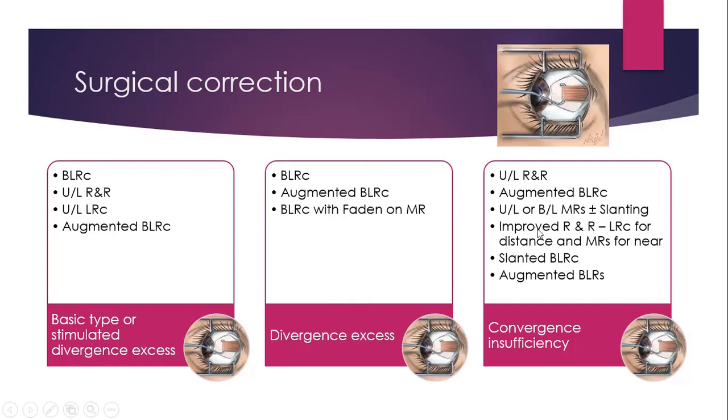A newer procedure which has been described in these cases is slanted recessions, where bilateral lateral rectus is recessed in a slanted way. We plan for the distance deviation: the upper pole is recessed according to the distance deviation, and the lower pole of the lateral rectus muscle is recessed according to the near deviation. Improved R&R with lateral rectus for distance and medial rectus for near has also been described, but all these are controversial, and the outcomes are also very variable with all these procedures.